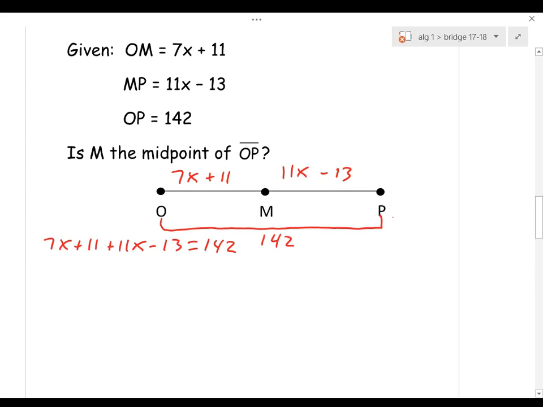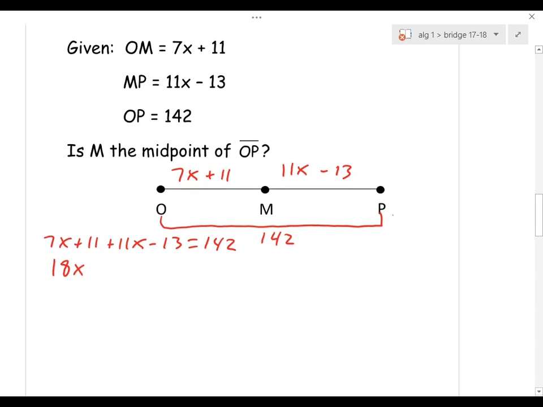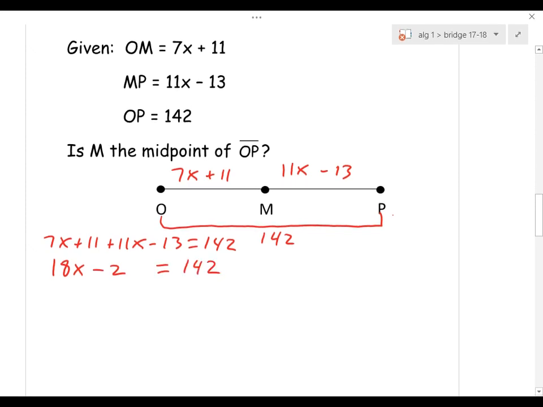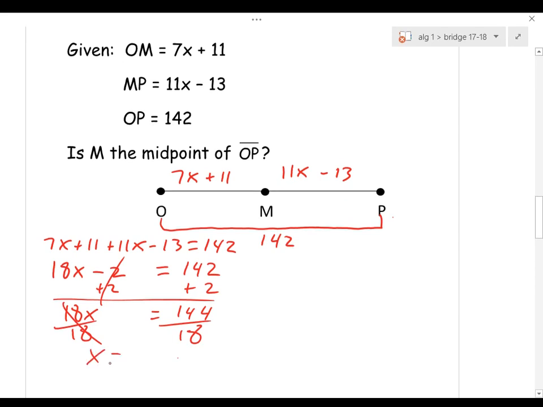And 7x plus 11x is 18x. And 11 minus 13 is minus 2. And that'll equal 142. I can add 2 to both sides. 18x equals 144. Divide by 18, divide by 18, and x equals 8.